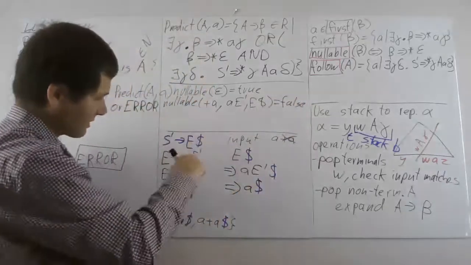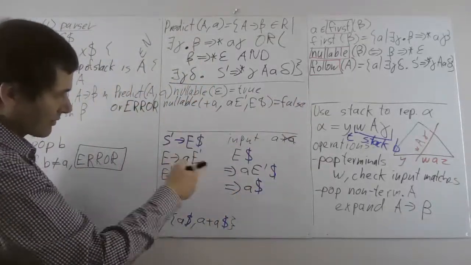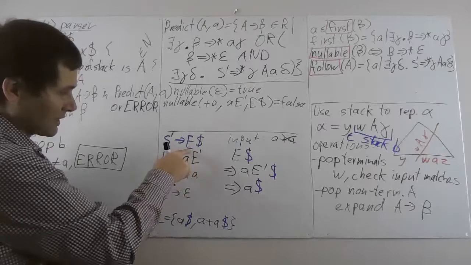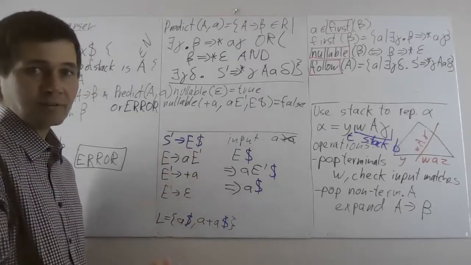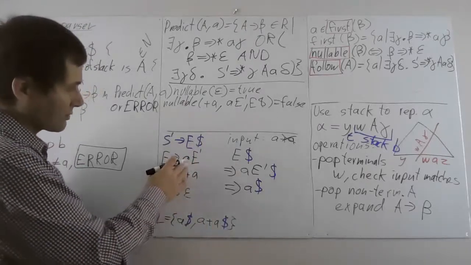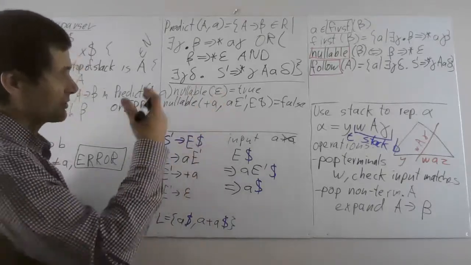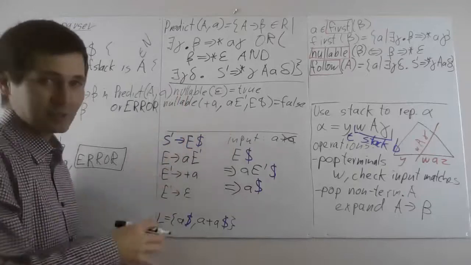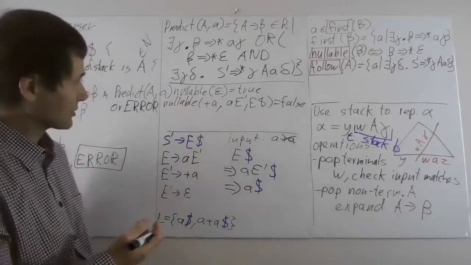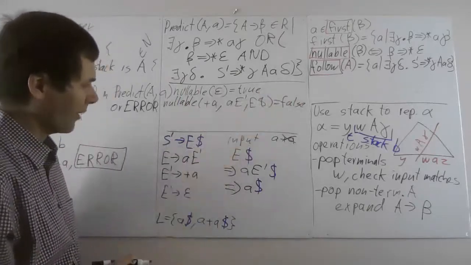Okay, because in these strings, the non-terminals, the E prime and the E, might expand to stuff, but no matter what they expand to, you're still going to have those terminals in there. So the overall string will never expand to the empty string. Okay, so these are all false.